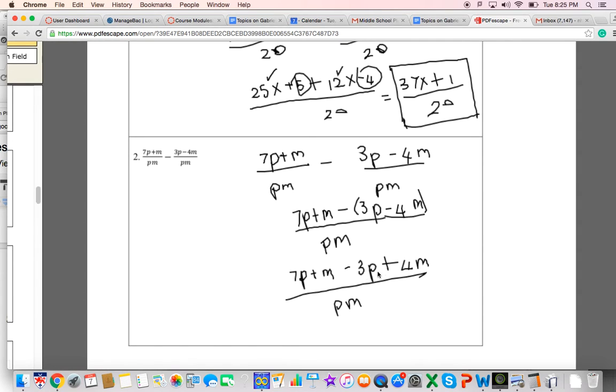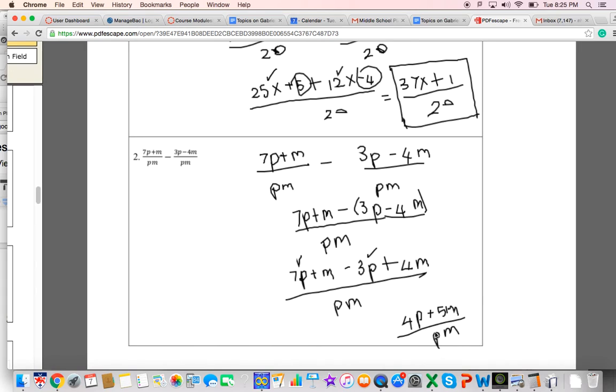All right, so now we can join our like terms. We have 7P here and minus 3P here. So we get 4P and we have plus M plus 4M. So we have plus 5M over PM.